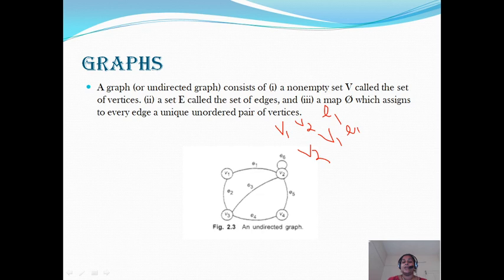That is why I am again saying that in an undirected graph there is no ordering of vertices. You can take V1 to V2, and you can also take V2 to V1, and the same edge will come up. Okay, that's about the graph.